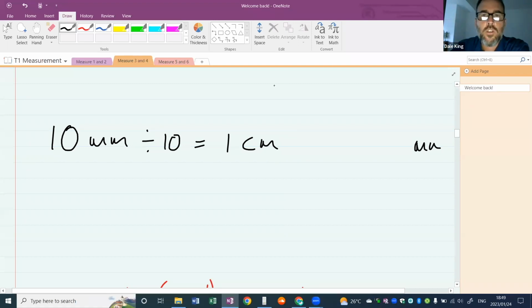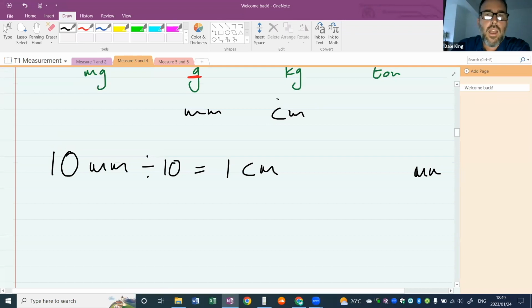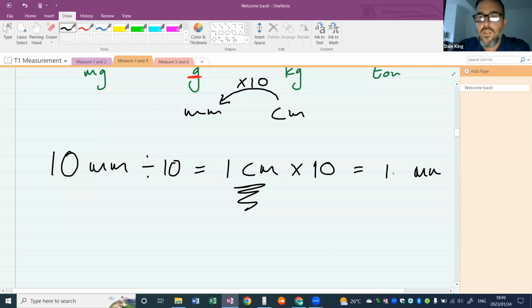Now, if I want to go from 1 centimeter back to millimeters, remember, I'm going from a bigger unit of measurement down to a smaller one. When I drew the diagram, there were my centimeters and my millimeters, and going from a big one down to a smaller one, we had to times by 10. So this 1 centimeter, I will times it by 10, and guess what? I get back to my 10 millimeters. Let's put words here. This is a small unit of measurement. This is bigger. So I had to divide.